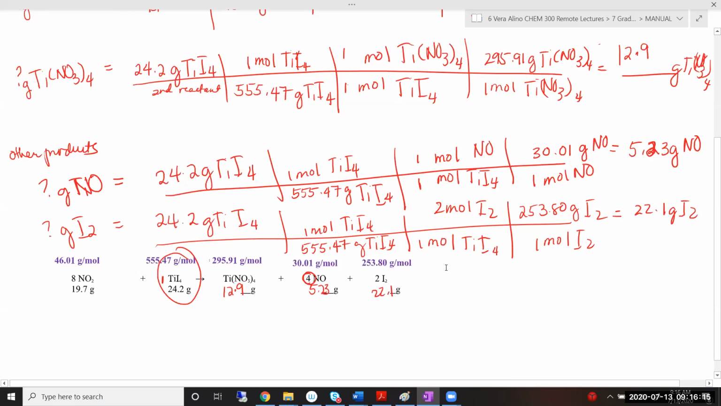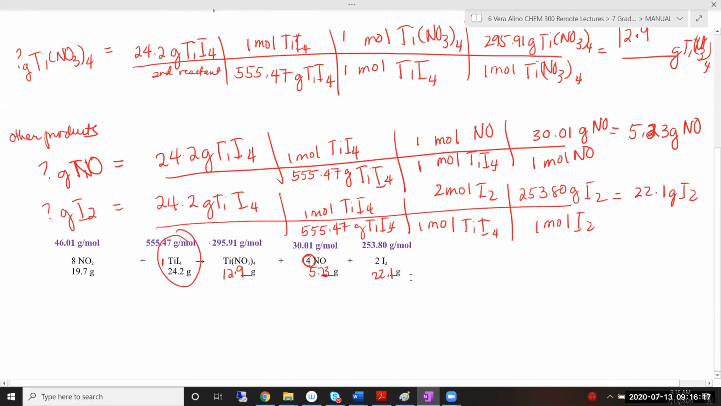Now notice that if I add all of the amounts of products, they add up to 40.23 grams. And if I add all of the reactants that were dropped in the vessel, they add up to 43.9 grams.